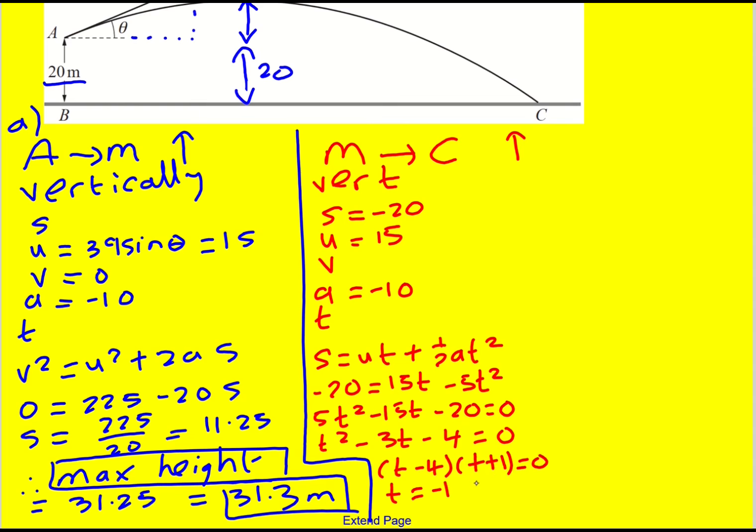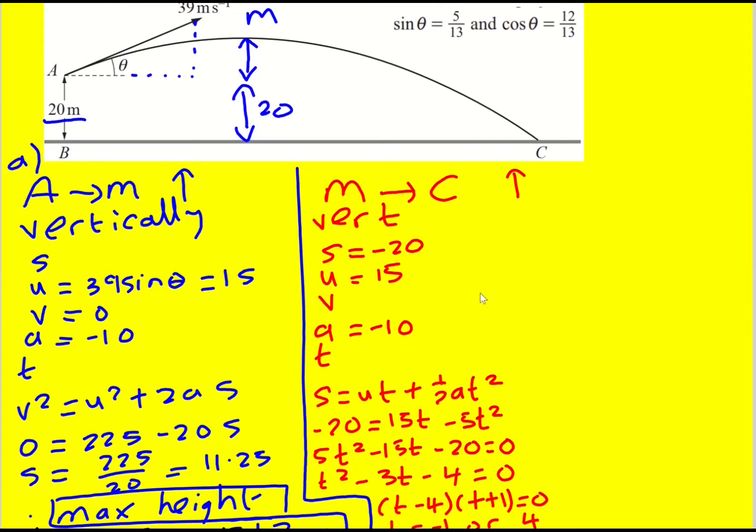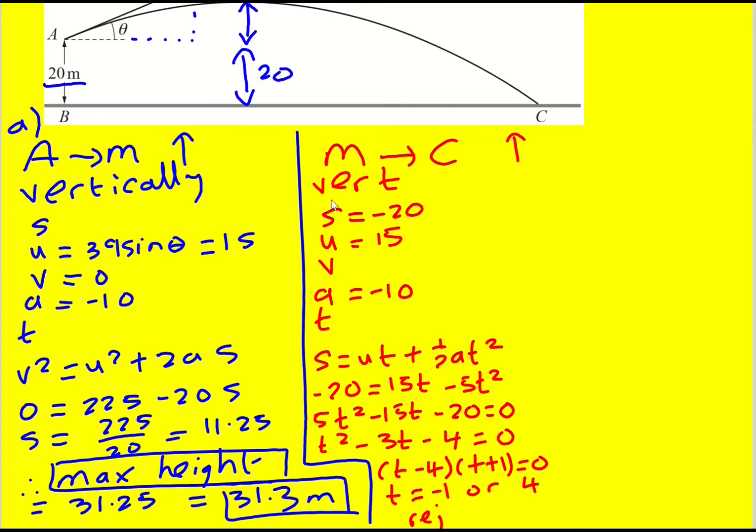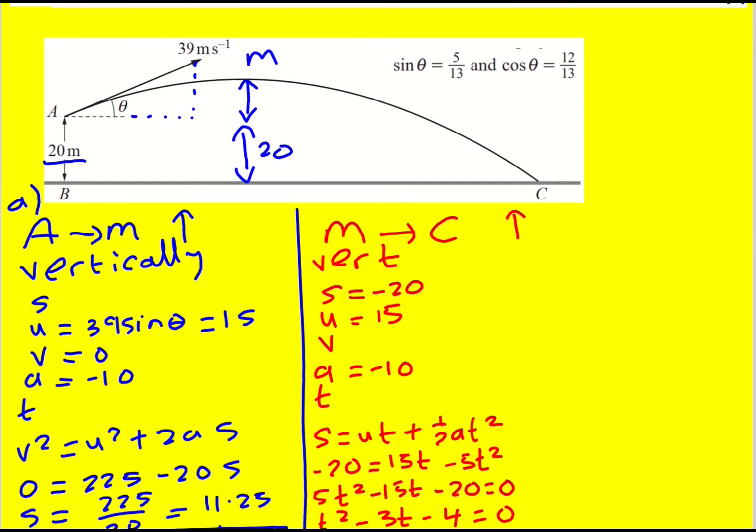T equals minus 1 or 4. The minus 1 is not a physical solution. It's actually this part of the graph down here before it began. So T is actually 4. We can say that capital T equals 4 seconds. Okay, nicely done. That was part B.